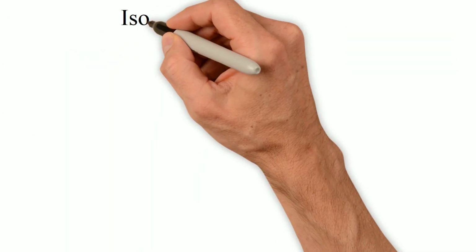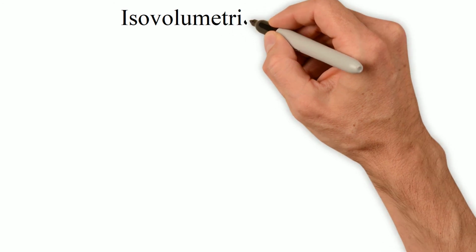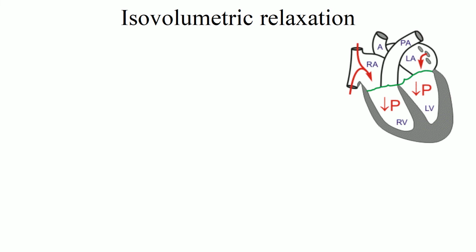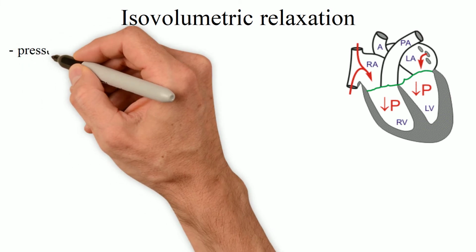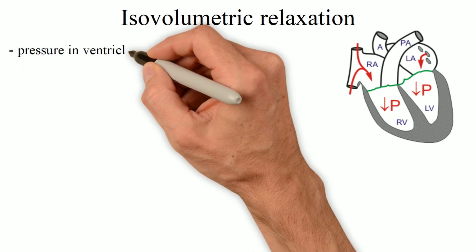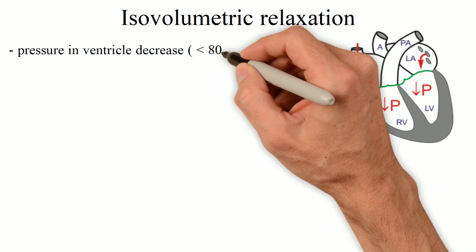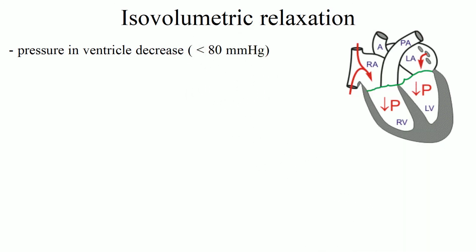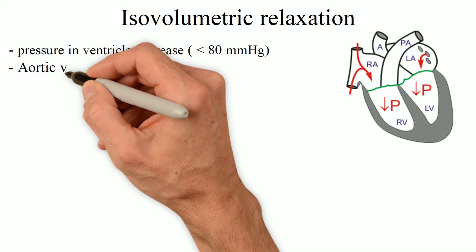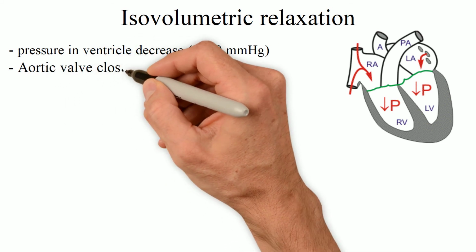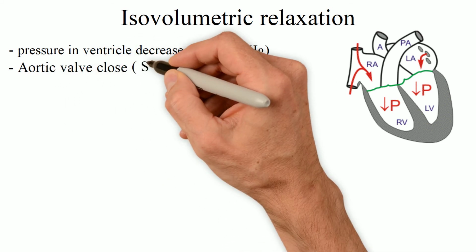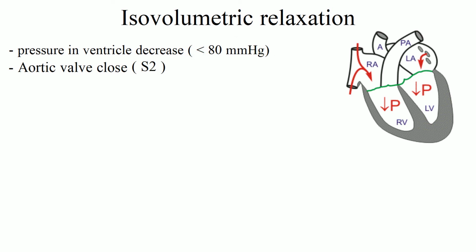Now, after the ejection phase, we have the isovolumetric relaxation phase. In this phase, there will be no change in the blood volume and the myocardium will be in a relaxed state. In this state, pressure in the ventricle is decreased. In this phase, the pressure in the ventricle becomes lower than the pressure in the aorta. That's why there is closure of the aortic valve. And this closure of the aortic valve brings the second heart sound, which is S2.